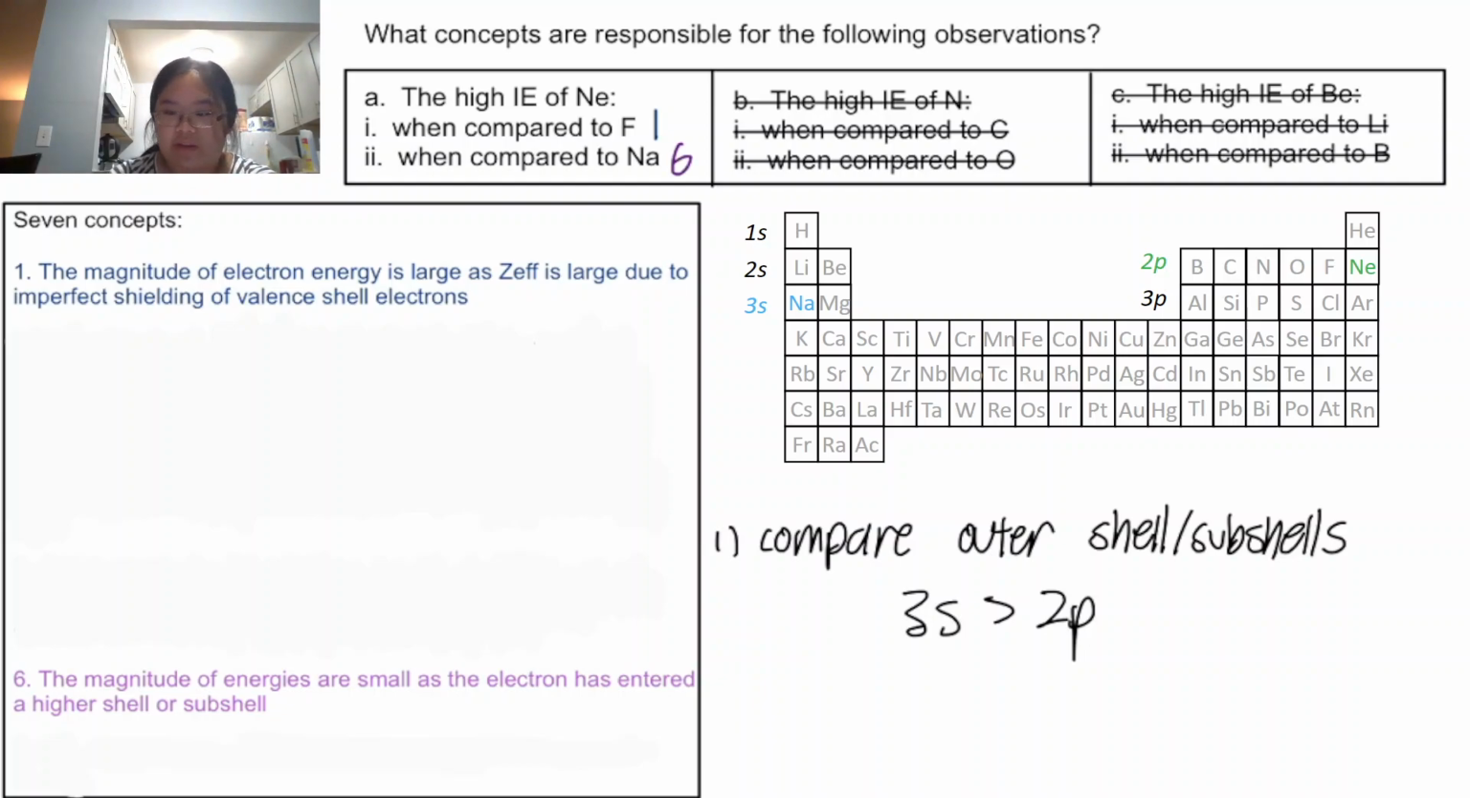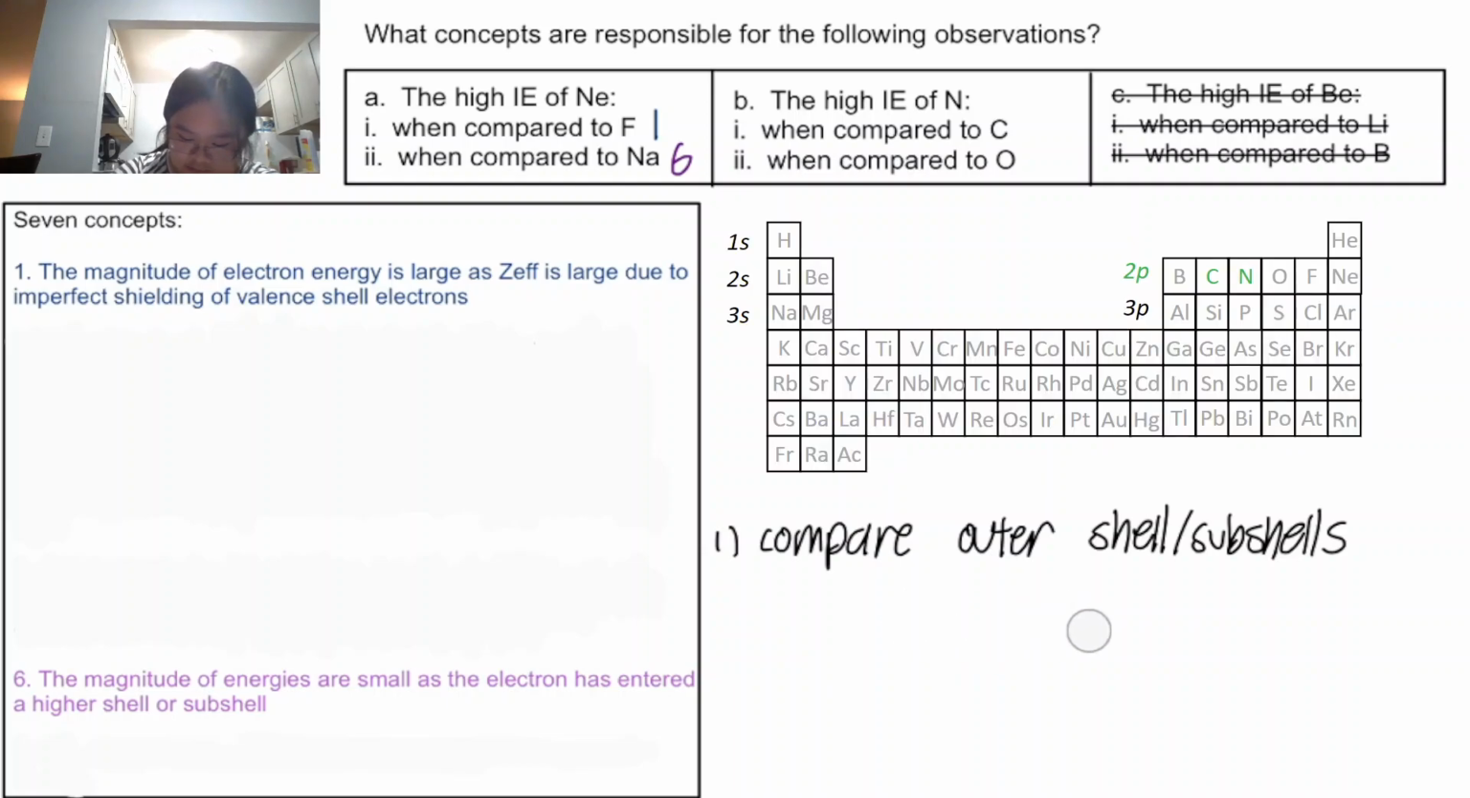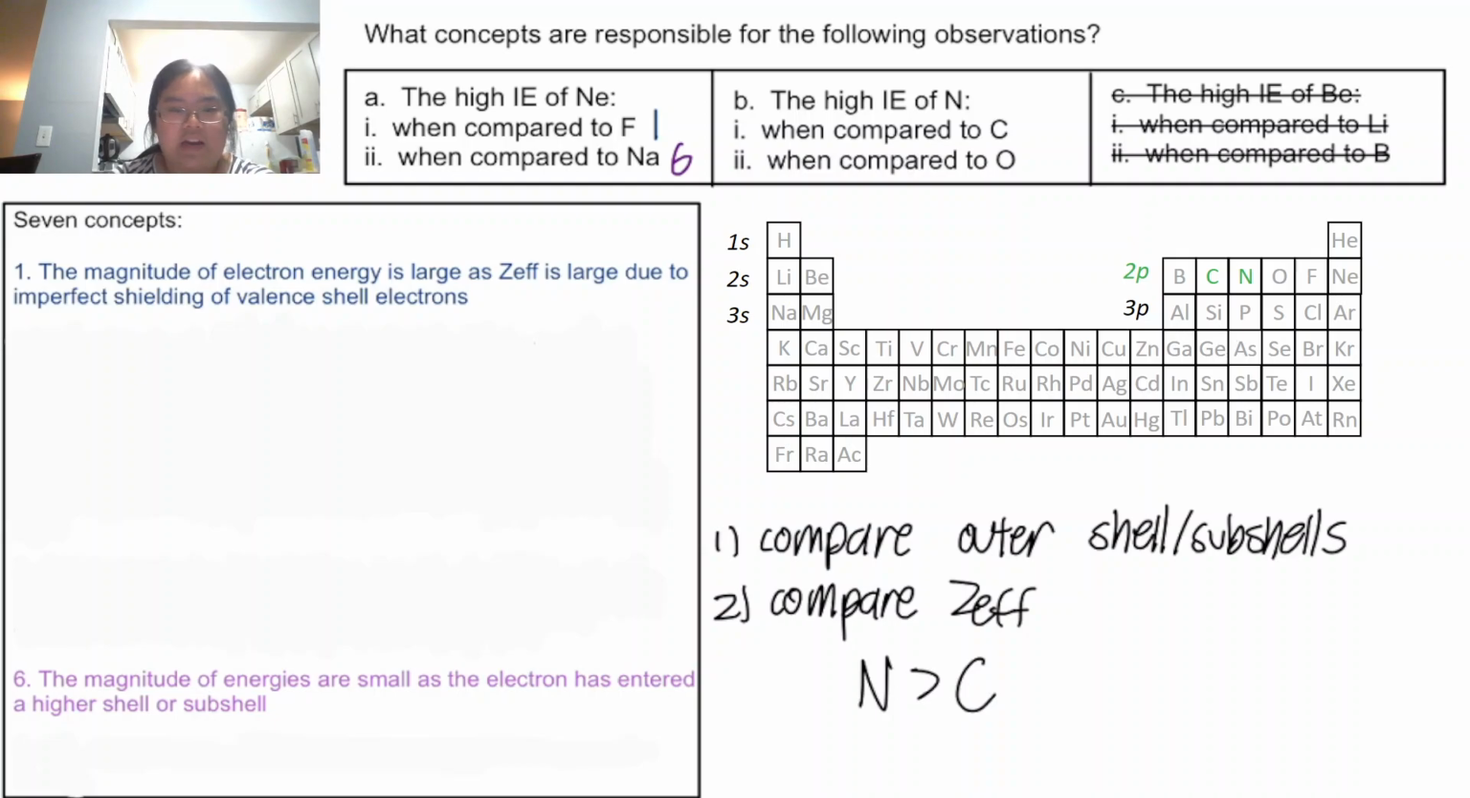So now let's do part B. In part B, we're comparing nitrogen and carbon. And once again, the first thing we do is compare the outer subshells, and we can see that both carbon and nitrogen have an outer 2p subshell. Since the subshells are the same, then we compare Z effective. Since nitrogen is to the right of carbon, nitrogen has a larger Z effective than carbon. And if you remember from concept 1, when Z effective is large, the magnitude of electron energy is large, and the ionization energy is large.